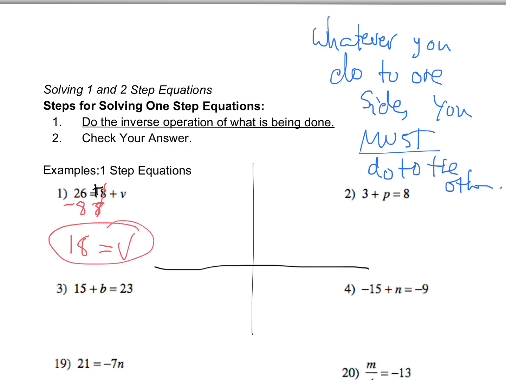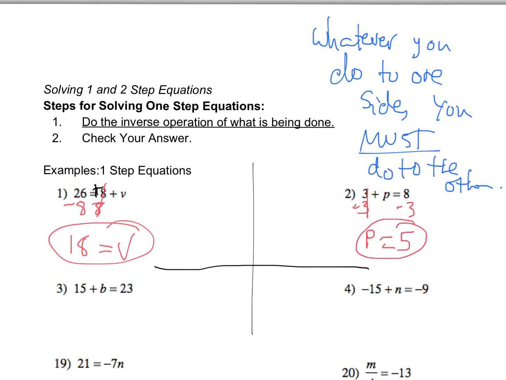Next one. We look to see, is 3 a positive or a negative number? It's positive, so that means we have to subtract. And then whatever we do to one side, we have to do the other. So then we rewrite it, p equals 8 minus 3 is 5.